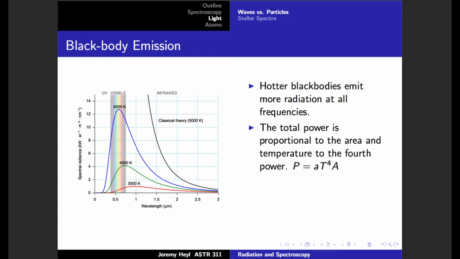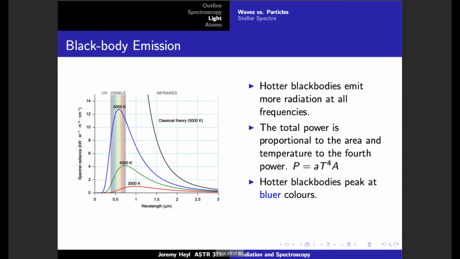Okay? The last term is the area, the surface area of the nail. If I were to put two nails in, it would be twice as bright. That's basically what that term is. But the big factor is the temperature. I double the temperature, the power goes up by 16, and that's important.